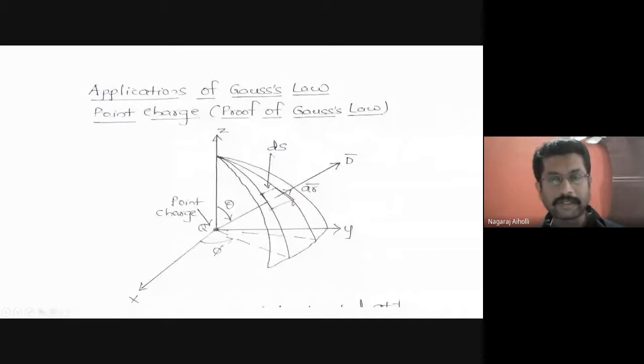What about the vector aR bar? This aR bar vector is directed radially outward. It is a unit vector which is also along the direction of D bar, because we know that the unit vector aR bar is perpendicular to the surface dS. Whenever we consider a unit vector, it is always in the perpendicular direction, the 90-degree direction, and hence it is along the direction of D bar.